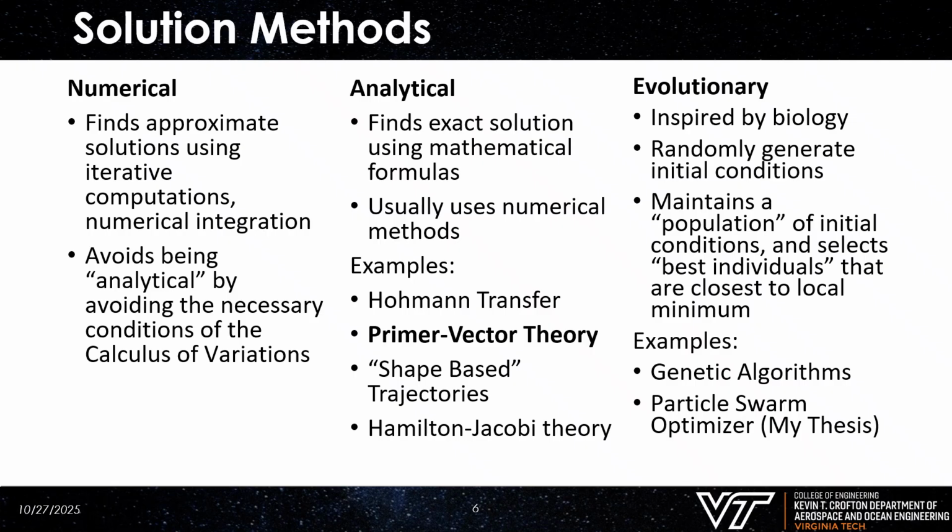Some examples are your classic Hohmann transfer, primer vector theory, which we're covering today, and shape-based trajectories in Hamilton-Jacobi theory.